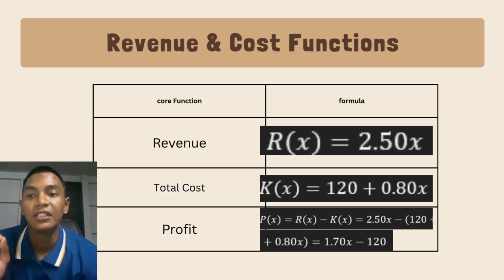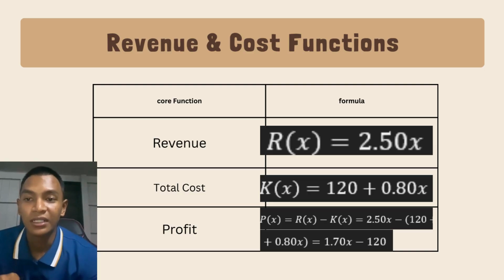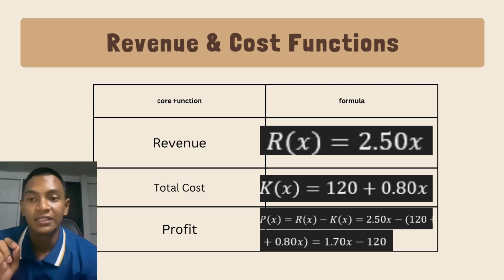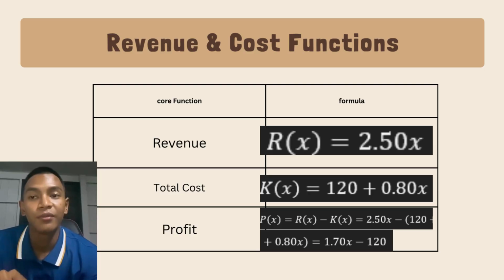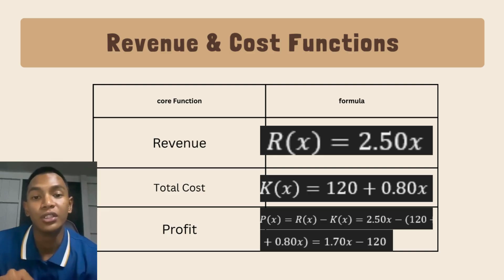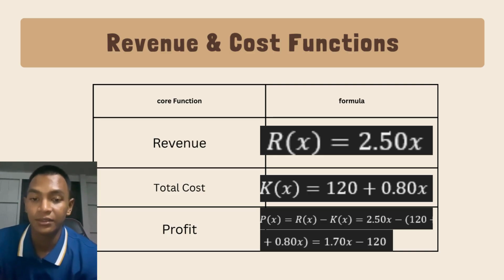and that is 2.5x minus (120 plus 0.8x), and the result is 1.70x minus 120, and we found the answer.